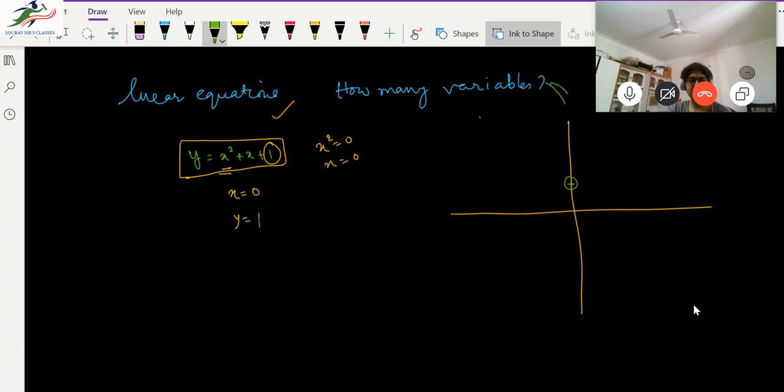Next, we can take x as 1, then y will be equal to 3. Next, we can take x as 2, y will be 7. Okay. So the graph will go like this on this side. What happens on the negative side?